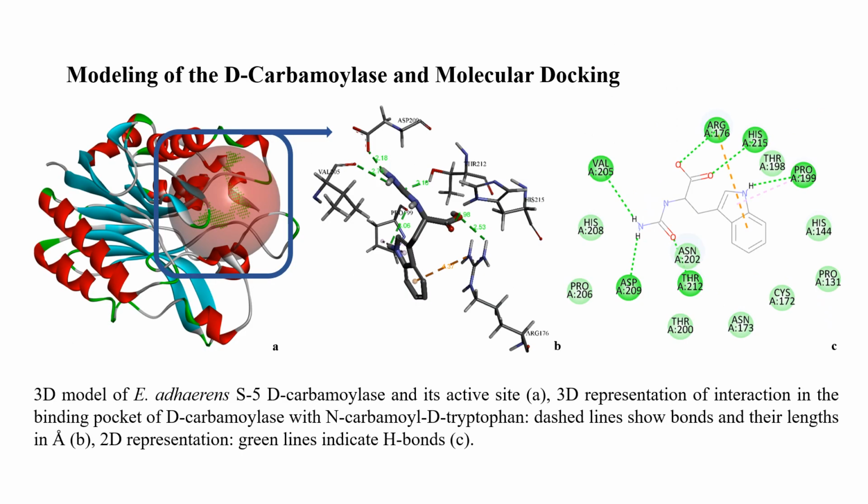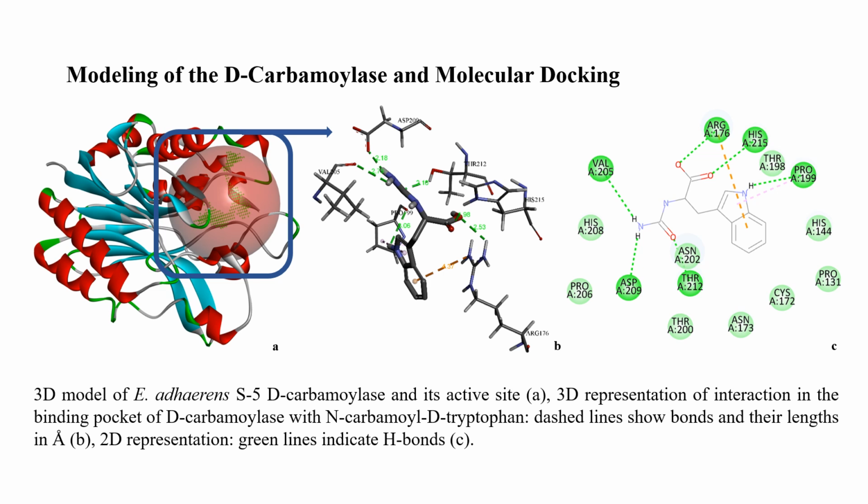We began by analyzing publicly available amino acid sequences of E. adhaerens D-carbamoylase and predicting its 3D structure using AlphaFold 2. The quality of the predicted model was excellent, with pLDDT confidence scores mostly above 90 and in many regions close to 100.